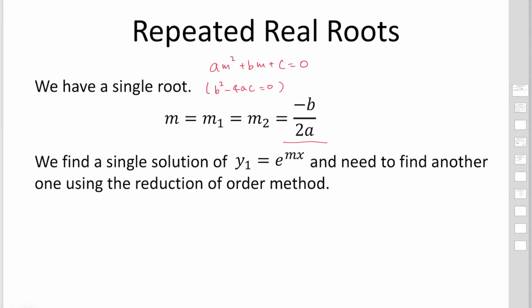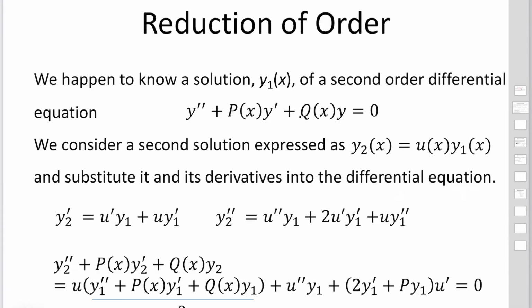But we need to find another solution. I explained the reduction of order method to find another solution. We happen to know a solution y₁ of the second order differential equation y'' + p(x)y' + q(x)y = 0. So we consider the second solution expressed as y₂ = u·y₁, where y₁ is one of the solutions of the differential equation.